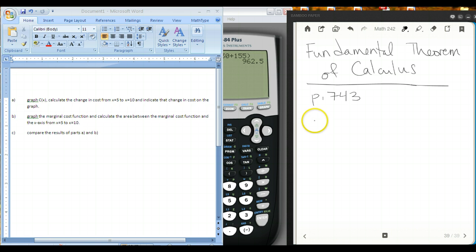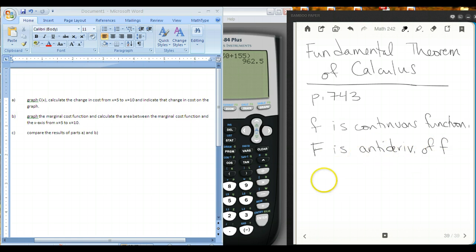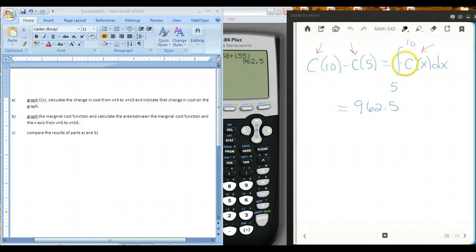So let's say we have a function f that's continuous. If we know that capital F is an antiderivative of little f, and that's the standard notation we've had for an antiderivative so far, then what we know is, let's go back a second, how are c prime and c related? Isn't c the antiderivative of c prime? Yes, c is the antiderivative of c prime.